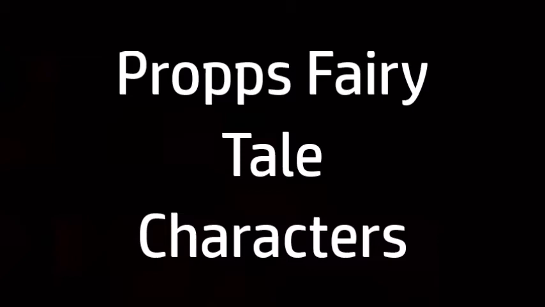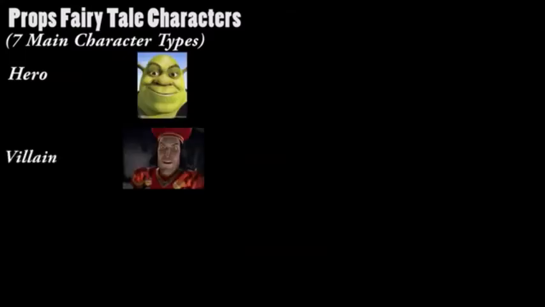Now, the next person I'm going to be talking about is Vladimir Propp. He suggested that all the characters in films have narrative function, and that there are 7 main character types that appear in most films. I'm going to show this relating to Shrek again. The first one is the hero, and obviously this is Shrek. Then there is the villain, which is Lord Farquaad.